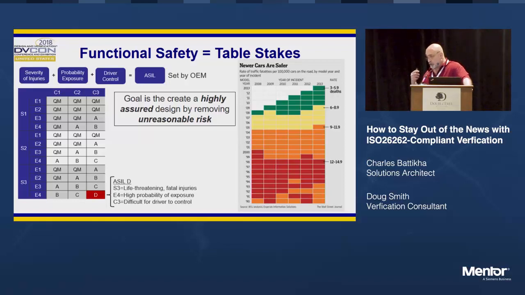ASIL D is where you have life-threatening scenarios, where you have a reasonable exposure. It's not a rare event. And that there wouldn't be a lot of controllability in the car. ASIL D is the highest level of risk that an OEM can drive down to the system. That would be things like brakes, losing your steering. Losing your radio is not an ASIL rating event. Losing your wipers is probably not an ASIL event. So, in short, you're going to hear a lot about ASIL ratings.